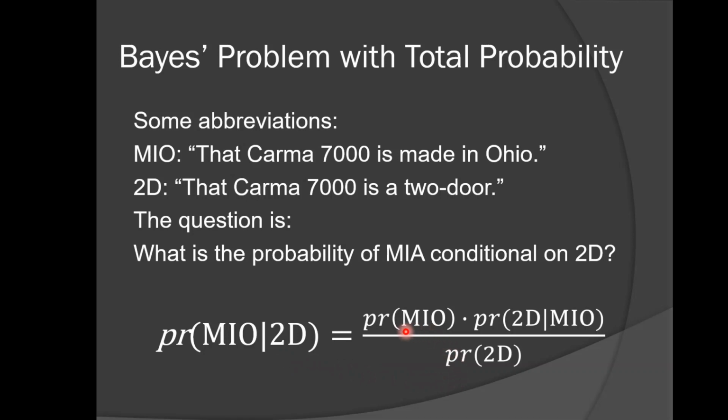So if our hypothesis is that the car is made in Ohio, it belongs up here on the upper left where we have the prior probability of the hypothesis. If the car being a two-door is the evidence, then that plugs in down here in the denominator where we have the total probability of the evidence. And then we always have the opposite conditional probability in the upper right, the probability that the car is a two-door given that it was made in Ohio. In other words, the probability of our evidence given our hypothesis.